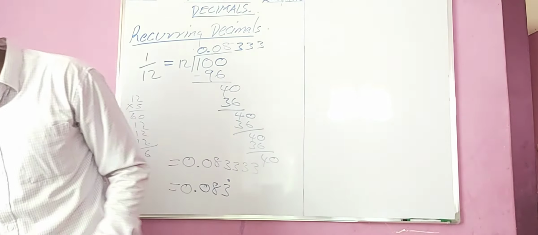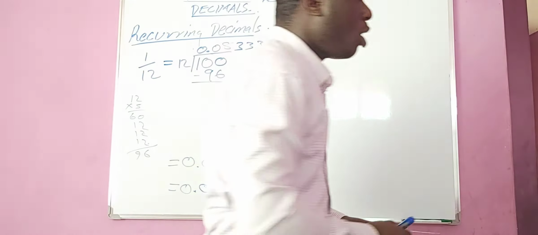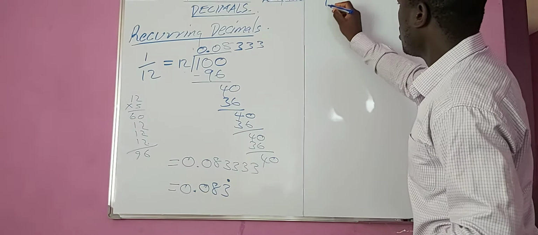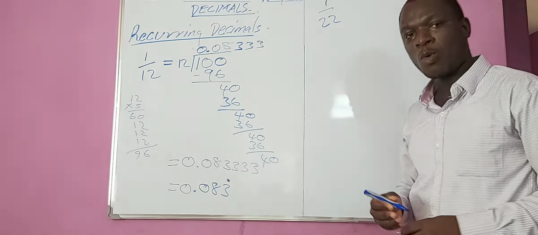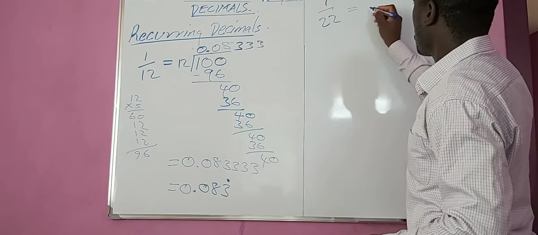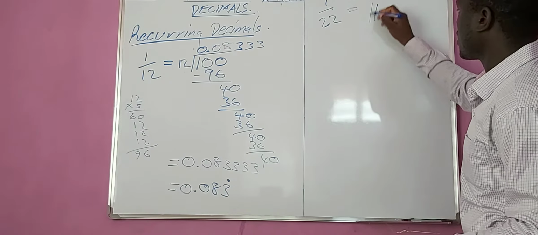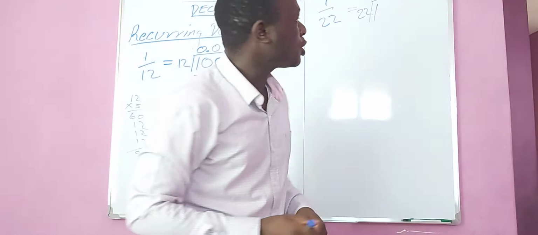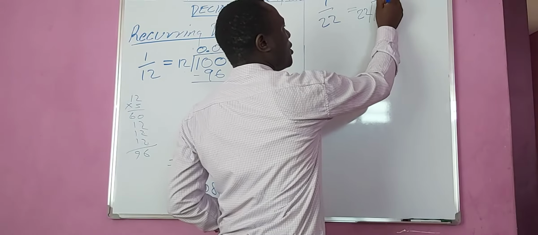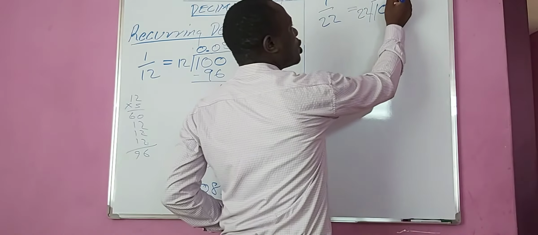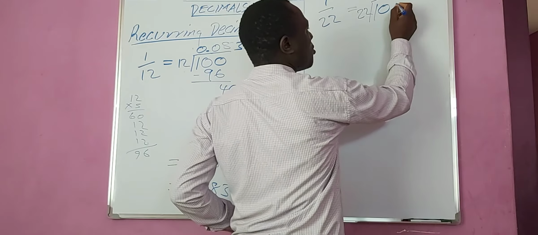You have been given a number, like you're told to convert 1/22. 1/22 convert into decimal. It means 1 divided by 22. 1 divided by 22 is impossible, so we write 0. Then 10 divided by 22, again it is impossible, so we add 0 and we put 0 there.